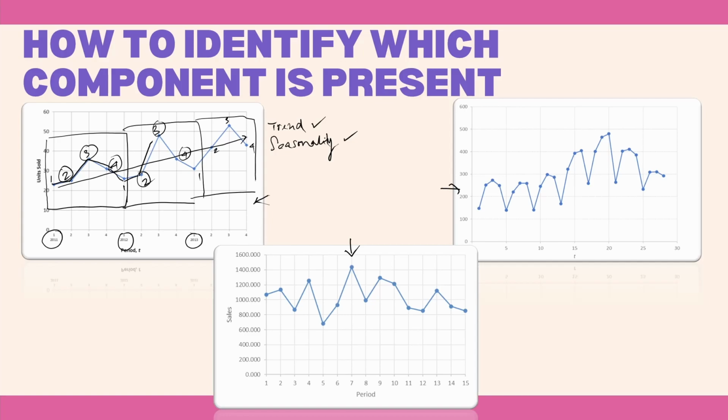So for example, you take this example here. Can you see any seasonality? Of course you can see. The seasonality is very clearly visible here.